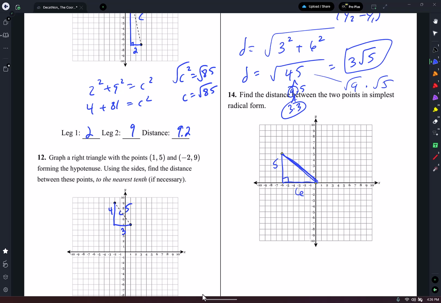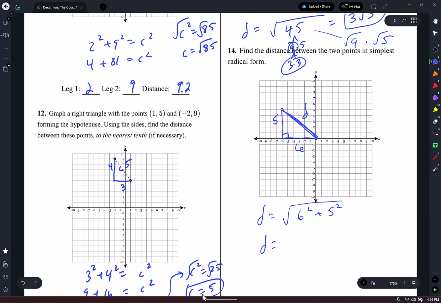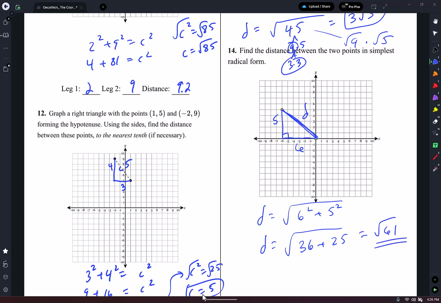So if I want to calculate this distance, I'm going to call it d. D equals the square root of 6 squared plus 5 squared. So d equals the square root. 6 squared is 36. 5 squared is 25. 36, 46, 56, 61. So square root of 61, guys. Leave it alone. Bless you. What do you guys think? Not bad?